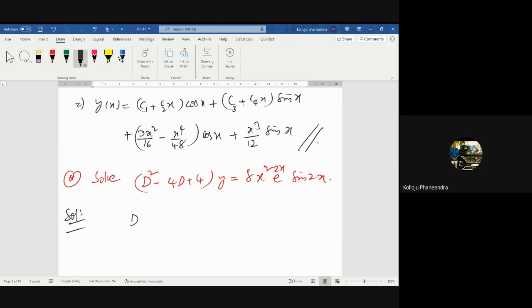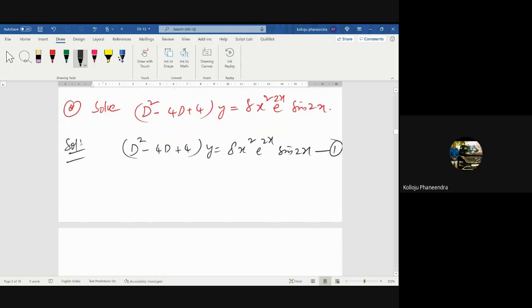Solution: (D square minus 4D plus 4) y equals 8. x square is one function, e to the power of 2x is another function, sine 2x is another function. So on the right side, the function is a product of three different functions. So first, homogeneous.